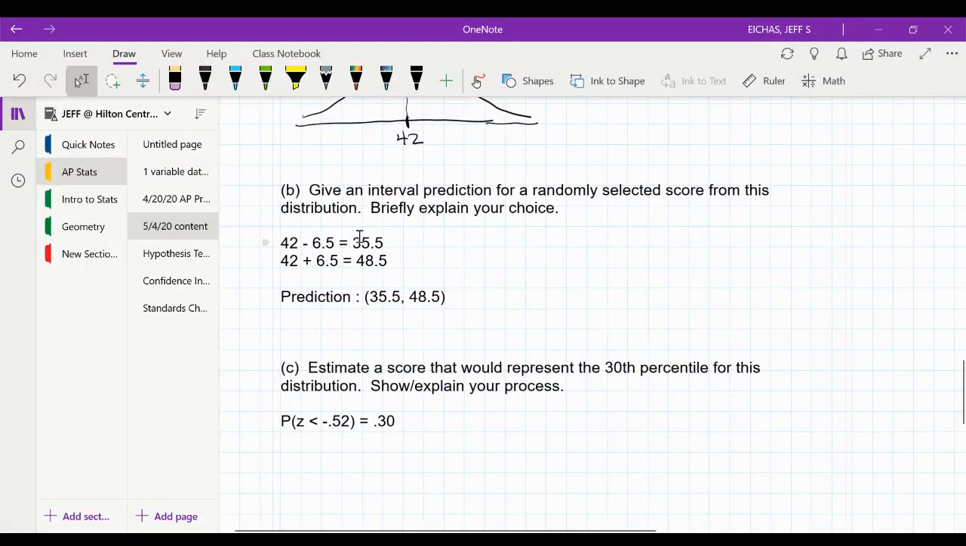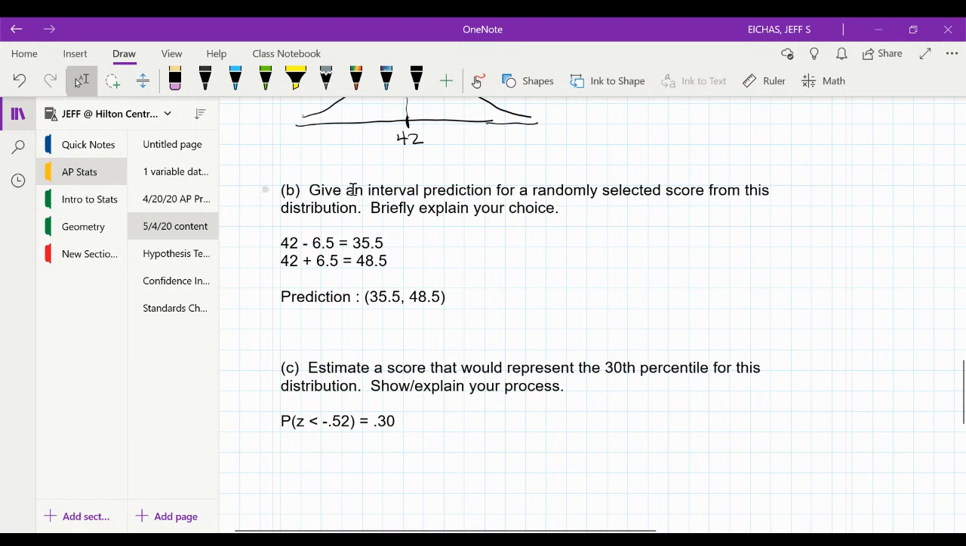All right, next, give an interval prediction. This is more relevant, and even though it doesn't say so, we should also give kind of an accuracy level. How likely is it that our randomly selected piece of data is in our interval? You're almost talking about something like a confidence interval at this point, but not really.